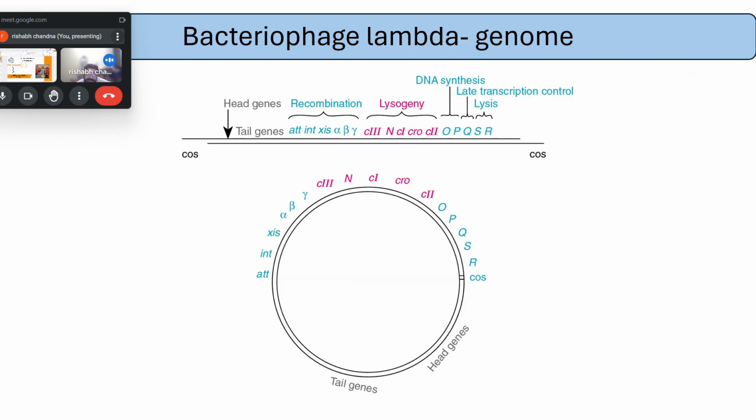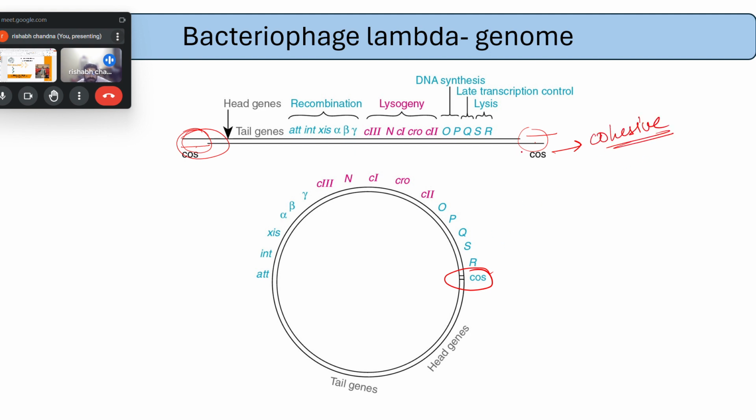So this is the basic genome of the bacteriophage lambda. As you can see, it has a circular genome, starting from the cos sites. Okay, so this is the end of the bacteriophage genome, so it's a linear genome. Its ends are cohesive in nature. That means this end has a complementary sequence with this particular end. Okay, so this cos means cohesive.